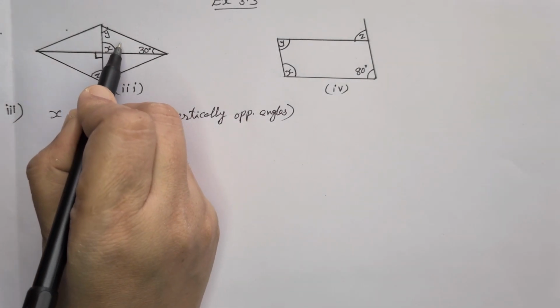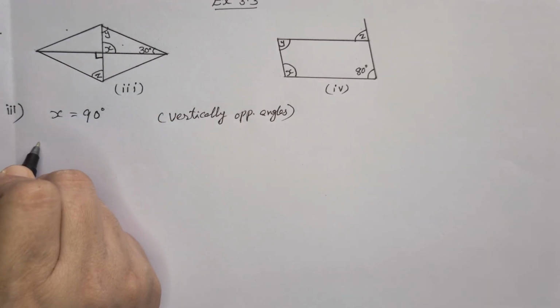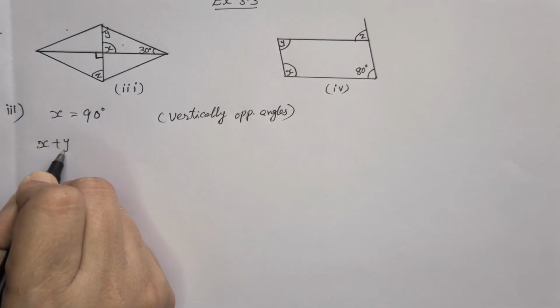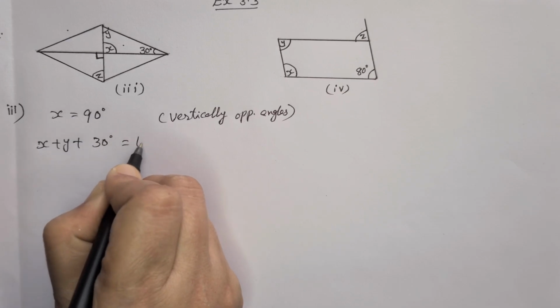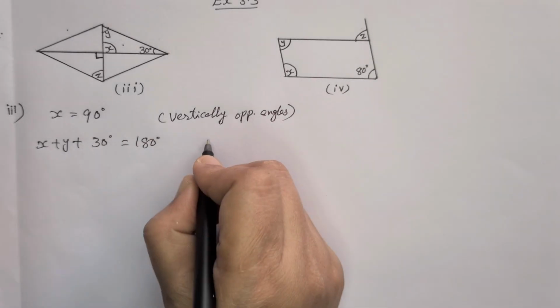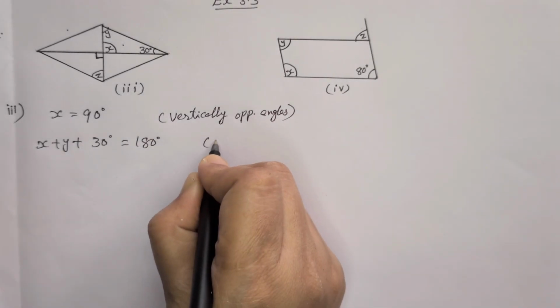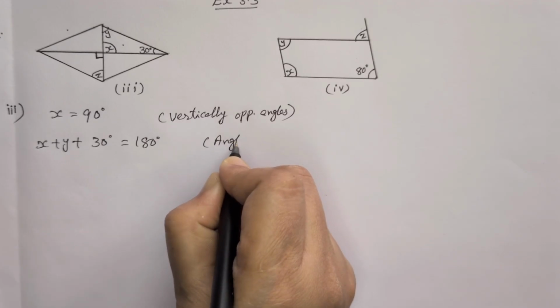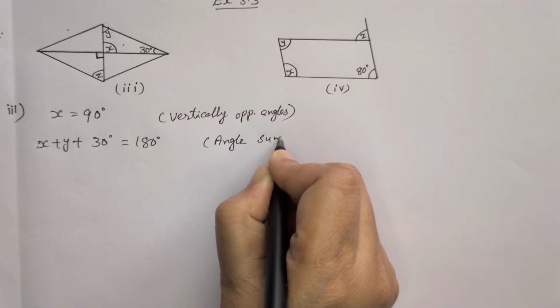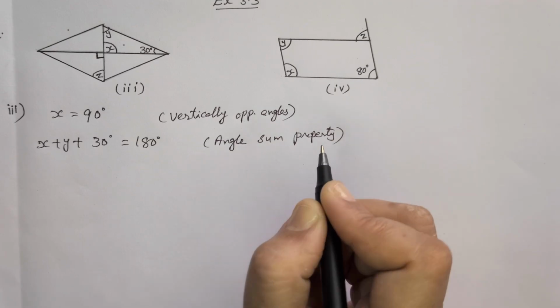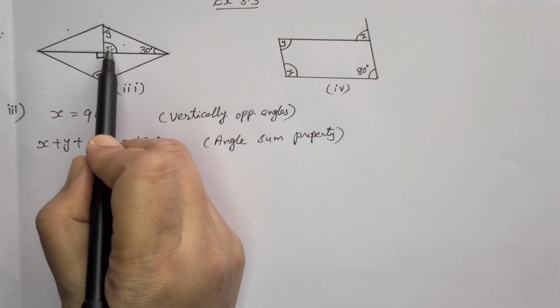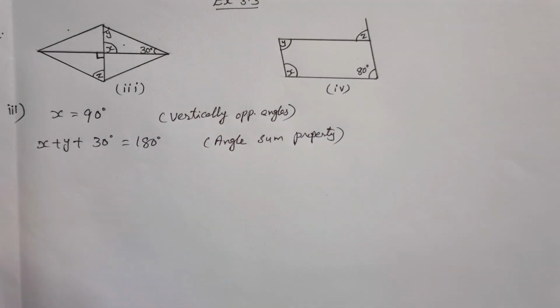Now we are going to consider this triangle. In this triangle, we can write X plus Y plus this angle 30 is equal to 180 degree by angle sum property. Angle sum property of a triangle, sum of all three angles is equal to 180 degree.